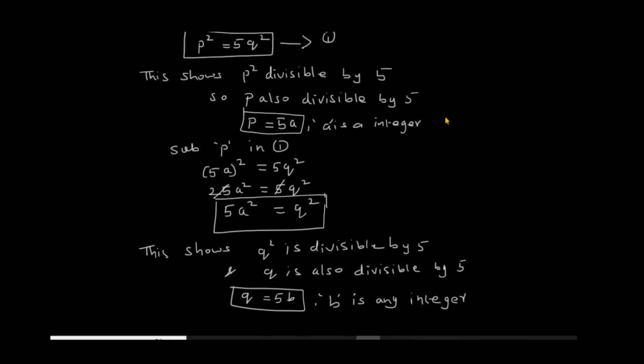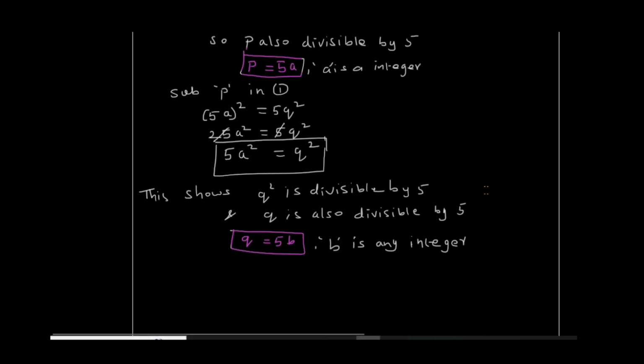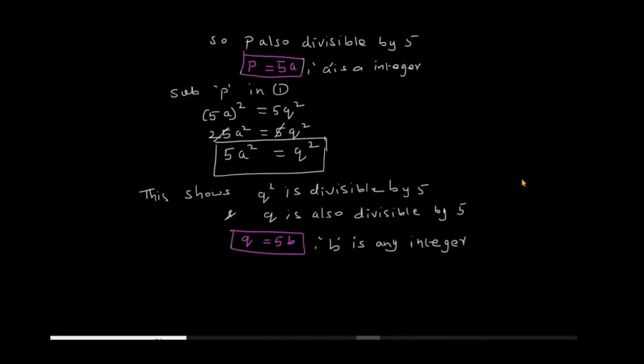So we got P, here look at here, I am going to highlight it. Look at here, P is equal to 5A and Q is equal to 5B. What does it mean? P and Q are having a common factor 5, which means P and Q are not in the lowest form. Both are having a common factor. They are not co-prime numbers. Okay. So what to write?